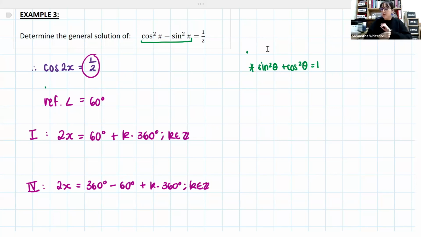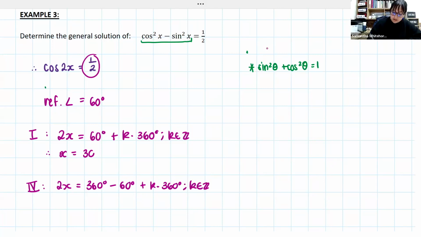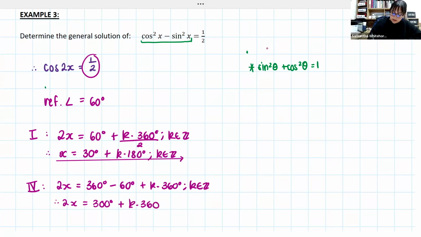Okay, I'm going to assume we're done. They weren't particularly tricky. So in our first one, what we are doing is we need to divide everything by 2. So that leaves me with x is equal to 30 plus, now please remember we have to divide this by 2 as well, so k times 180. For your second solution, you would have the 360 minus 60, which is then 2x is equal to 300 plus k times 360. And then again, you're dividing everything by 2. And so x is equal to 150 plus k times 180.